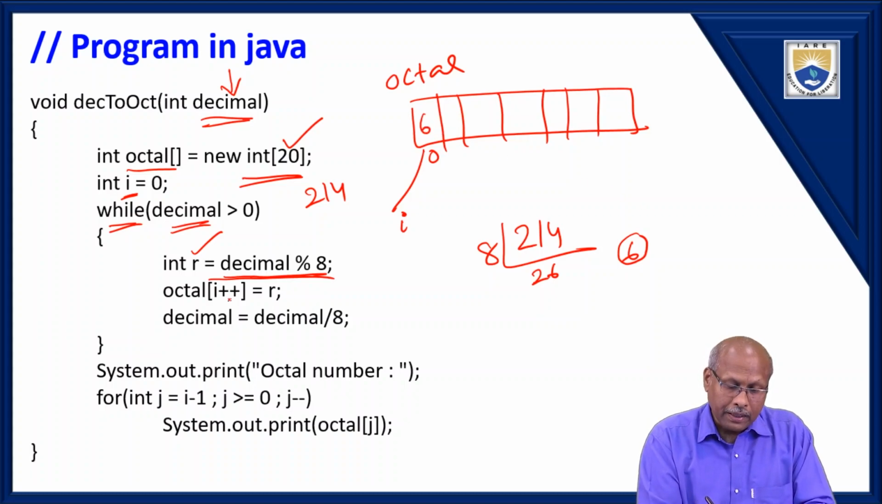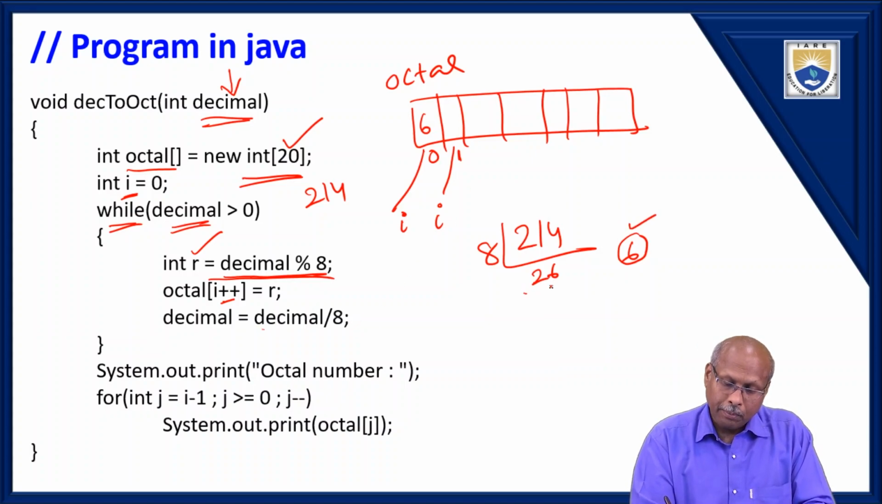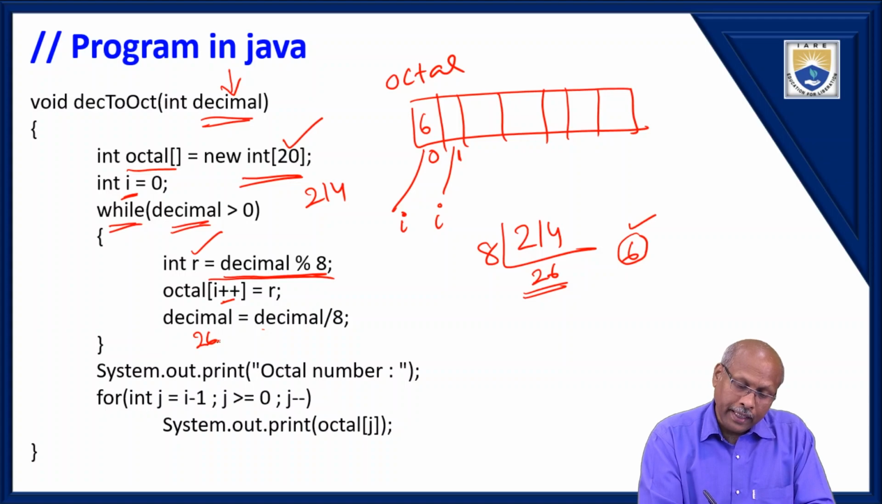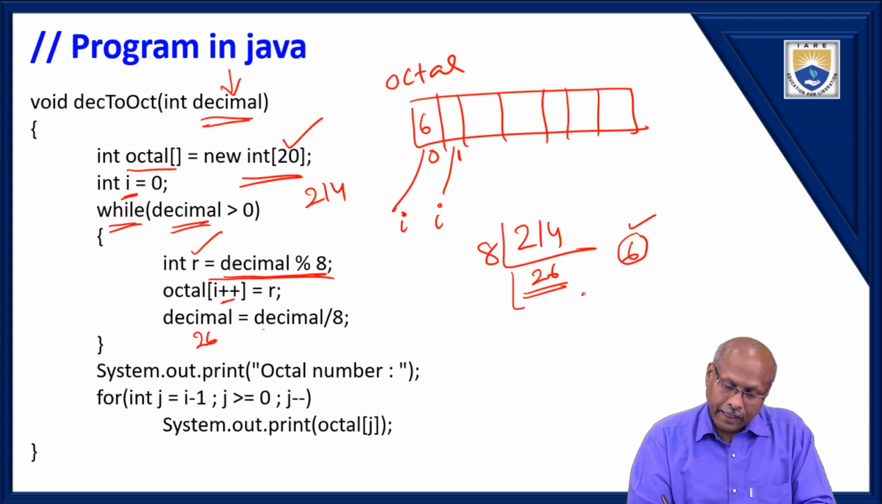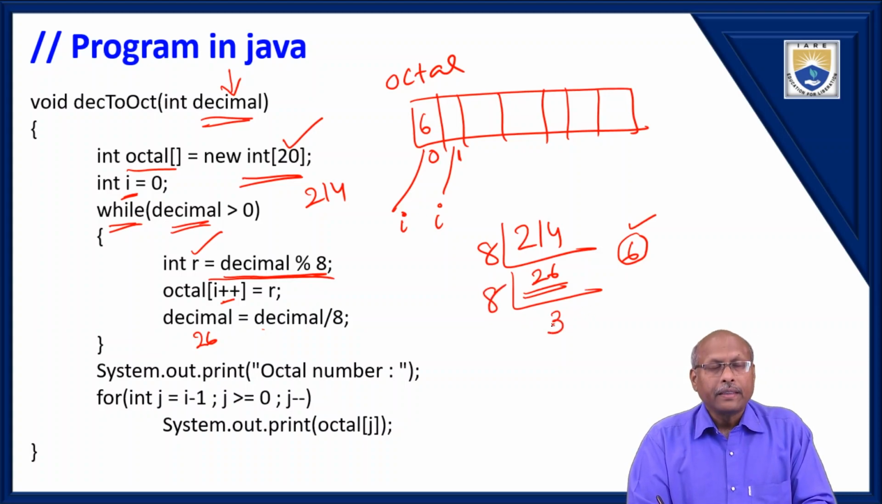After storing at the 0th place, i is incremented, so i is now pointing to 1. Because the quotient is 26, the decimal number becomes 26. Earlier it was 214, now it is 26. Again I divide by 8. 8 threes are 24 and the remainder is 2.